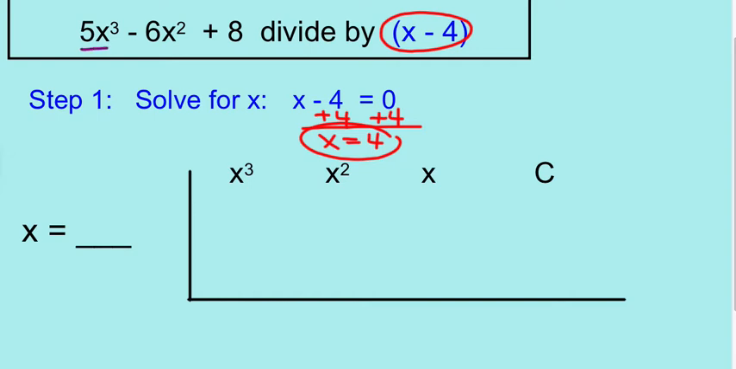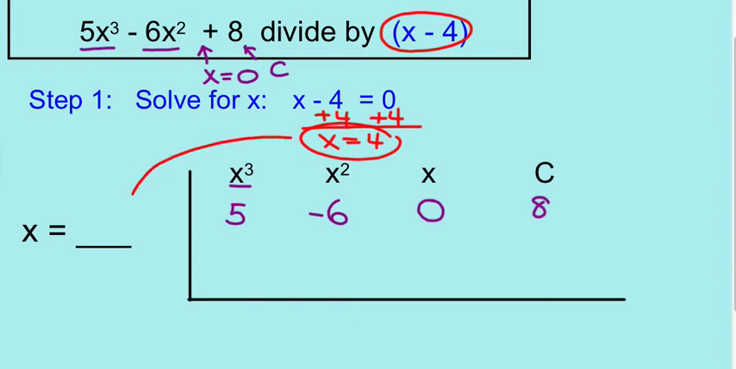All right. So now, here is my 5x cubed. So my placeholder is x cubed, and I have a 5. There is my negative 6x squared. My placeholder is negative 6. And then notice right here, I don't have an x. So that means there has to be a 0 right there. And then the last one is my constant, which is positive 8. Now my 4 is my number out in front. All right, so now we're ready to do our synthetic division.